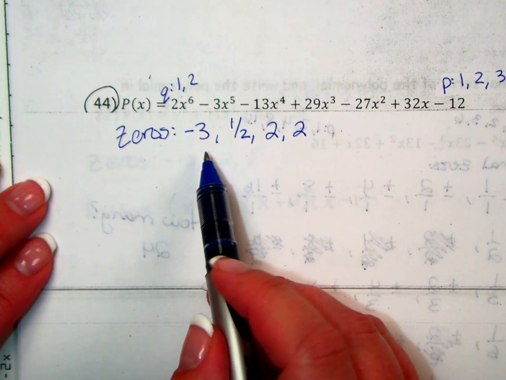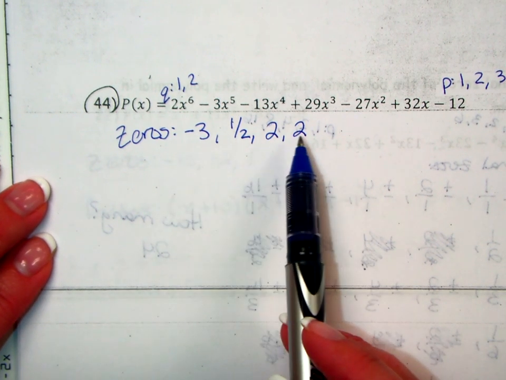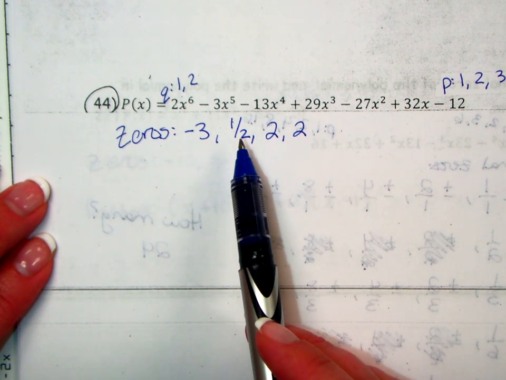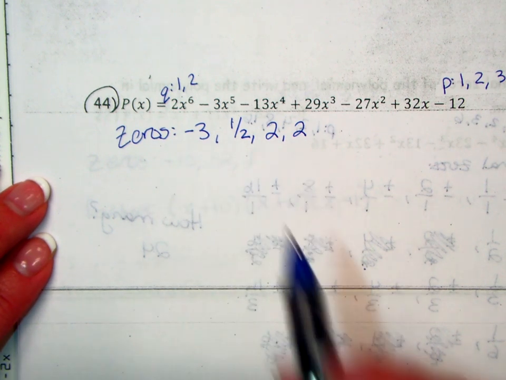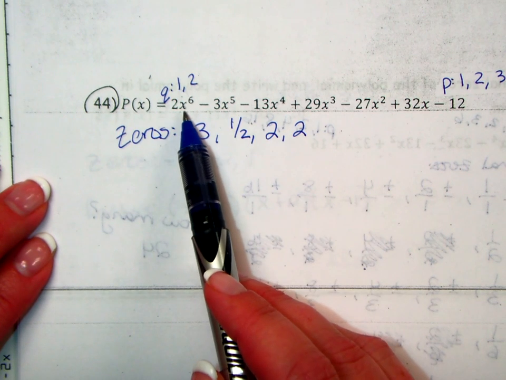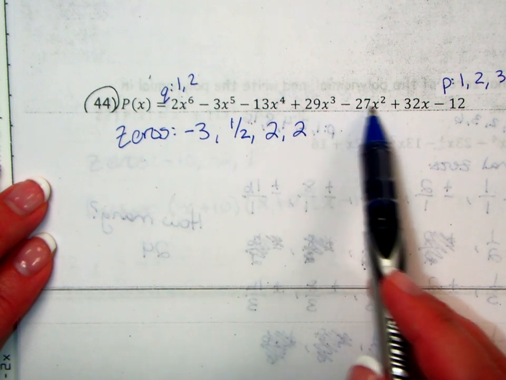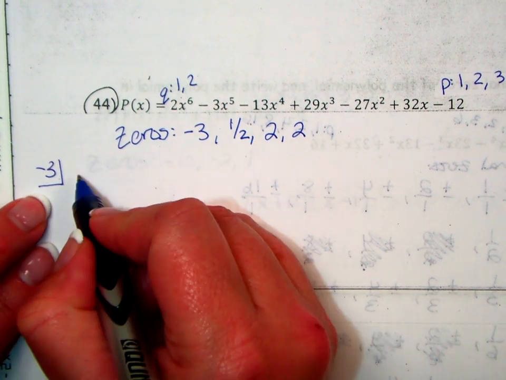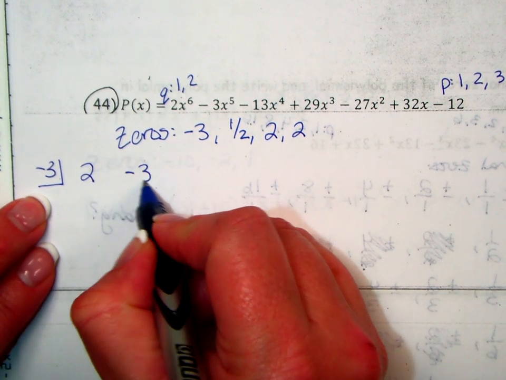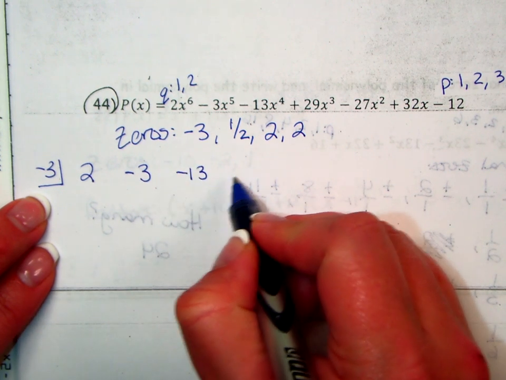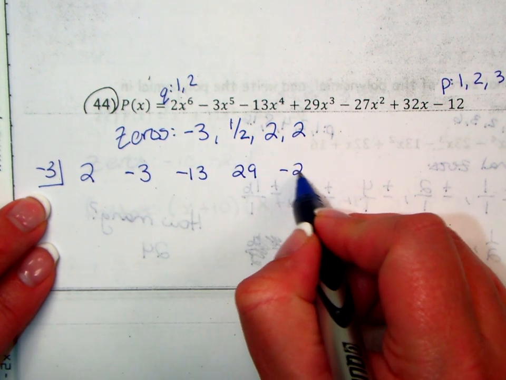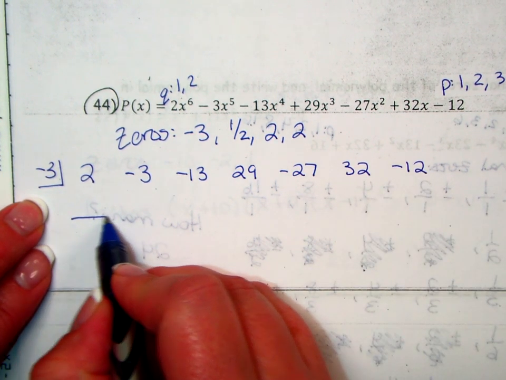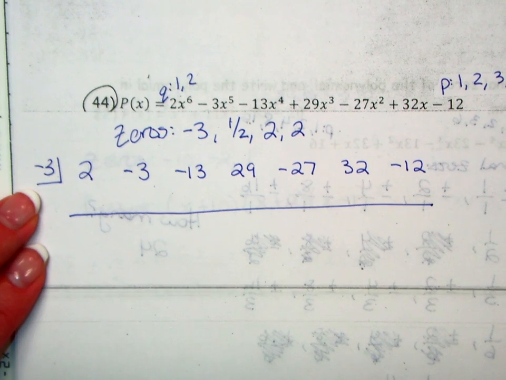All right. So I am going to divide these. Now, any order, it doesn't matter, but I'm going to go ahead and stick to this order here. I'm going to do -3, then 1/2, then 2, and then 2 again. All right. Make sure I don't need any placeholders. 6, 5, 4, 3, 2, 1, 0. Okay. So I'm going to divide by -3 and list the coefficients.